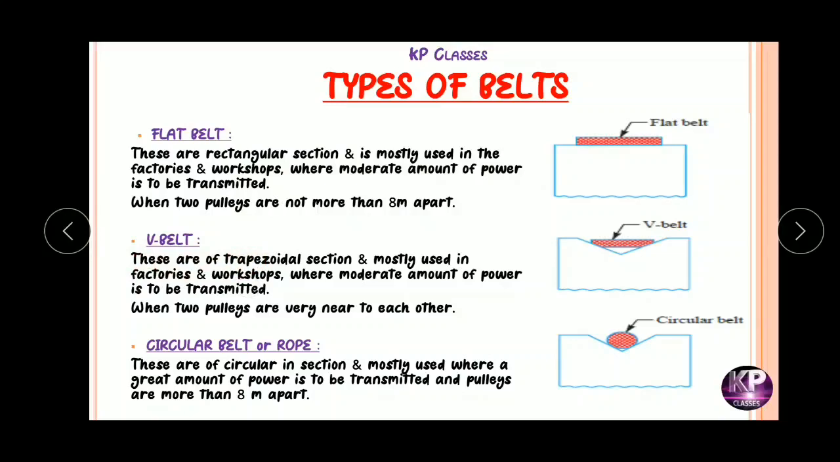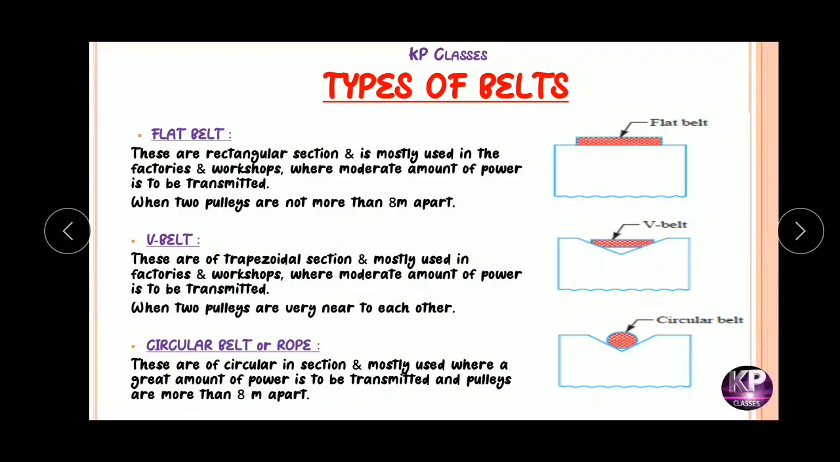Next, the V belt. The cross section of the V belt is in the form of a trapezoidal section, and it is mostly used in factories and workshops where moderate power is to be transmitted and the pulleys are very close to each other. In that case only the V belt drive is suitable.